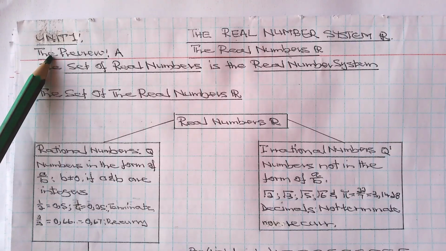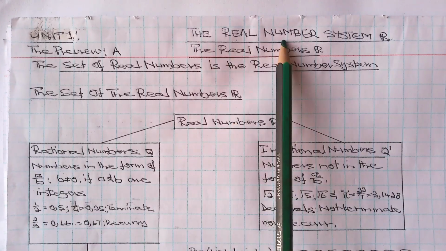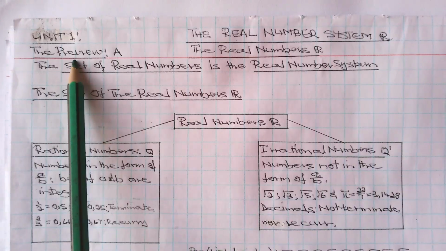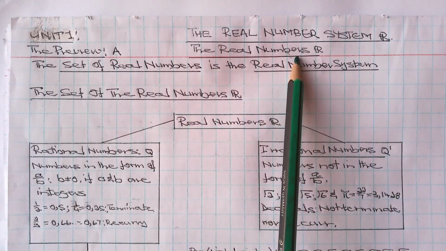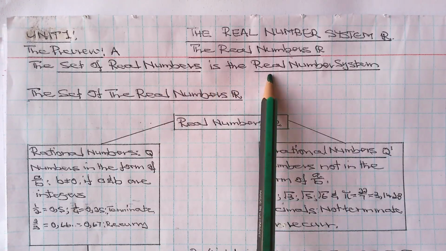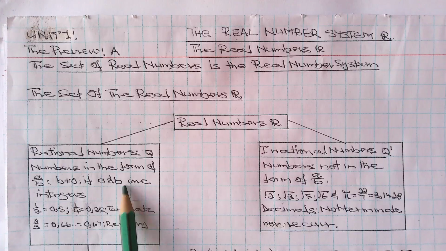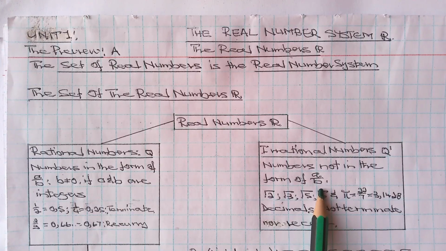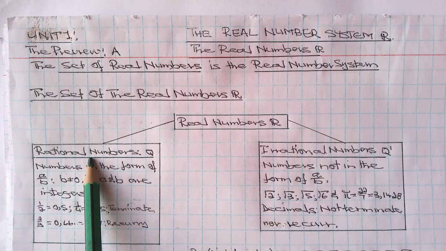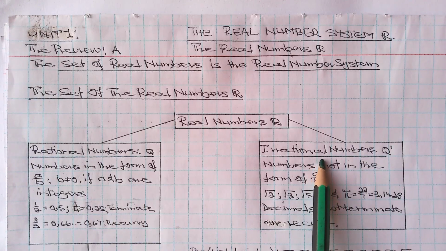Unit 1 will focus mainly on the real number system. In this video, we will preview the real numbers. The set of real numbers is the real number system. The real number system, illustrated in these two diagrams, is divided into two sections. Section 1 will be rational numbers, and section 2 will be irrational numbers.